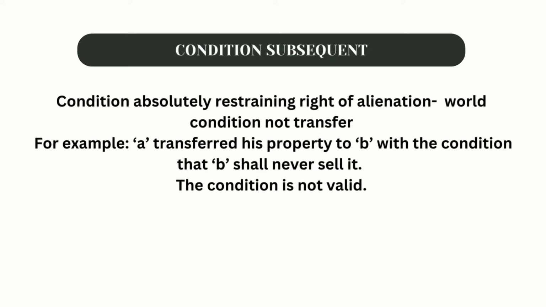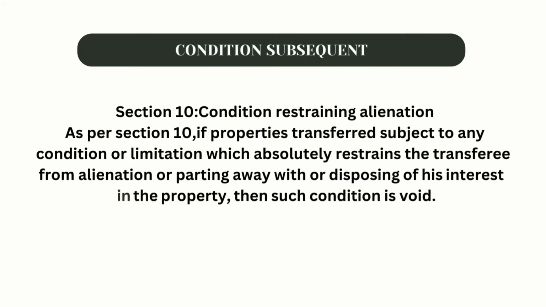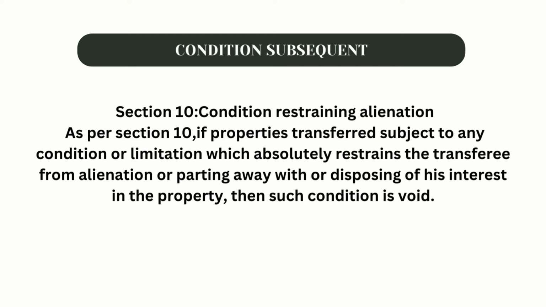A condition absolutely restraining the right of alienation would make the condition not transferable. For example, A transferred his property to B with the condition that B shall never sell it. The condition is not valid as per Section 10, condition restraining alienation. Section 10 says, if property is transferred subject to any condition or limitation which absolutely restrains the transferee from alienation, or parting with or disposing of his interest in the property, then such condition is void.